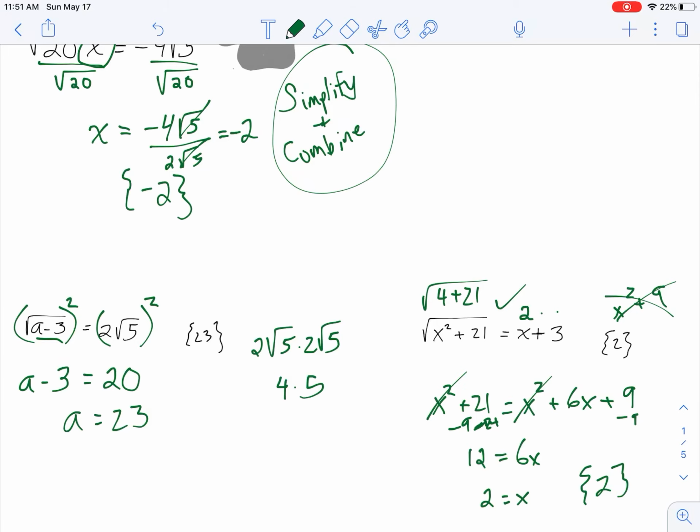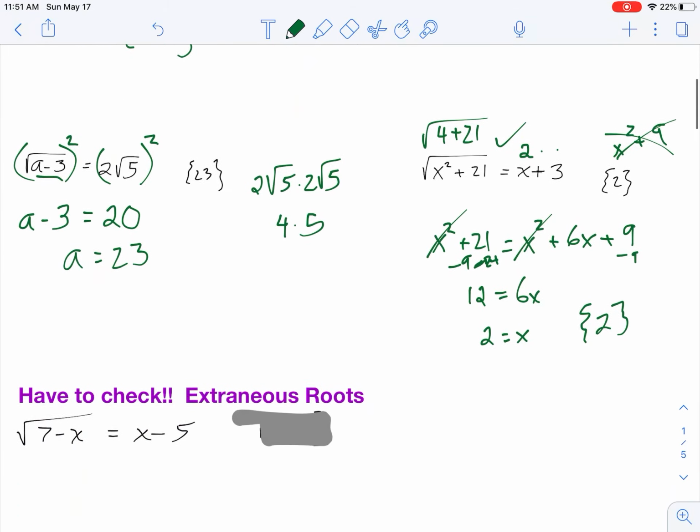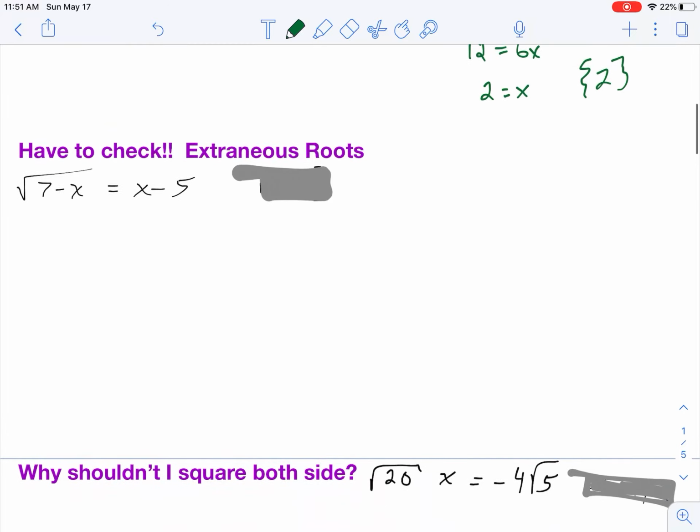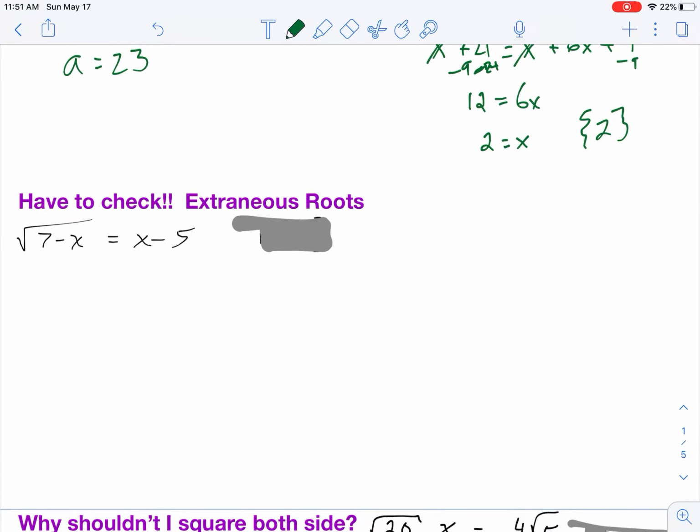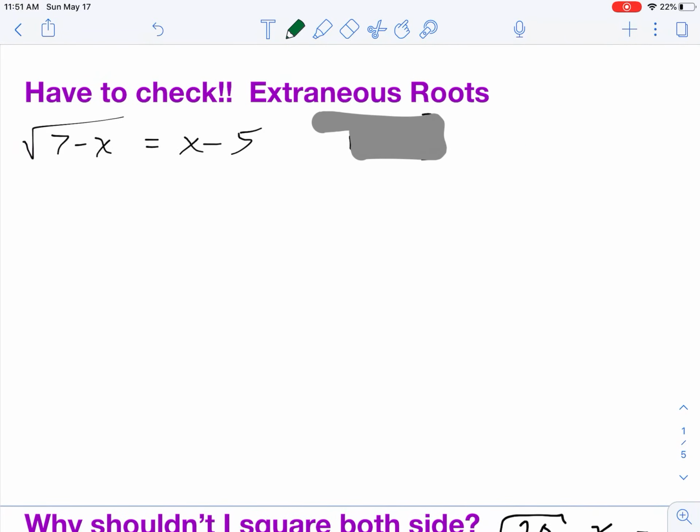When you have it inside, you're gonna most likely need to square both sides. Now, when you square both sides, that's a lot of power, so that brings a lot of responsibility. So you have to check your answers for something called extraneous roots, and I'll show you that here.